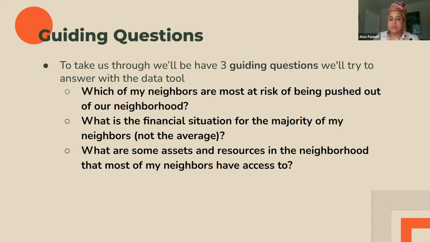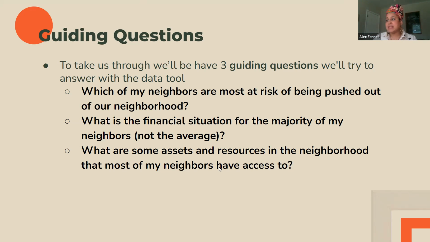We've been looking at the neighborhood of Jackson Heights and North Corona as our case study for going through the tool. And the questions, the lens we've been using to look at that are, which of my neighbors are most at risk of being pushed out of our neighborhood? What's the financial situation for the majority of my neighbors? And what are some assets and resources in the neighborhood that most of my neighbors have access to? These are example questions you could be applying the Equitable Development Data Explorer or the Displacement Risk Index to. So we've chosen these to pick out pieces of information as we go through this training.